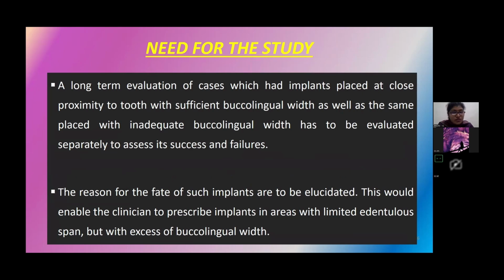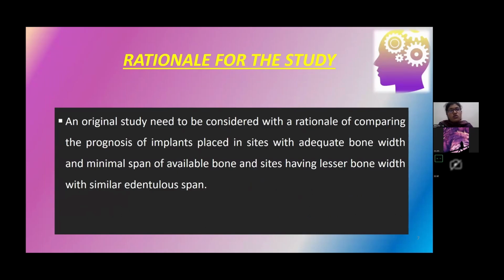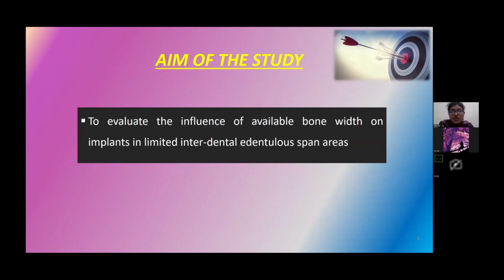And the reason for the fate of such implants are to be evaluated, and this will enable the clinician to prescribe implants in areas with limited edentulous span but with an excess of buccolingual width. The rationale for the study was to evaluate the prognosis of implants placed in sites with adequate bone width and minimal span of available bone and sites having lesser bone width with similar edentulous span. Aim of the study is to evaluate the influence of available bone width on the implants in limited interdental edentulous span areas.